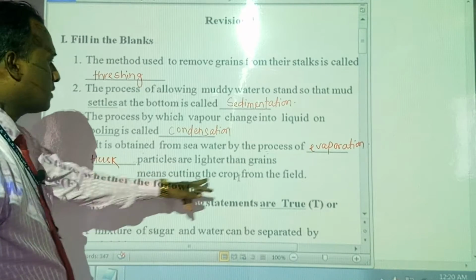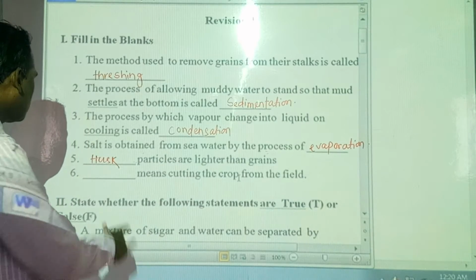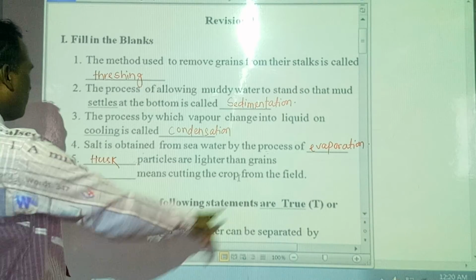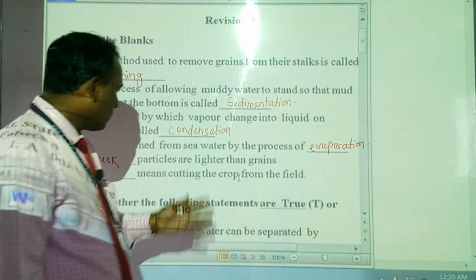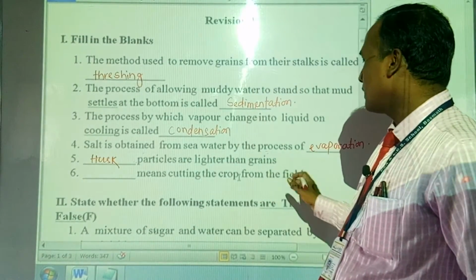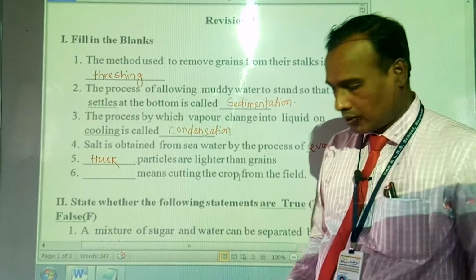Husk particles are lighter than the grains. Now you can see, cutting the crop from the field, what is that? From the field, whenever we are cutting and storing, that is called what? Harvesting. What should you say?